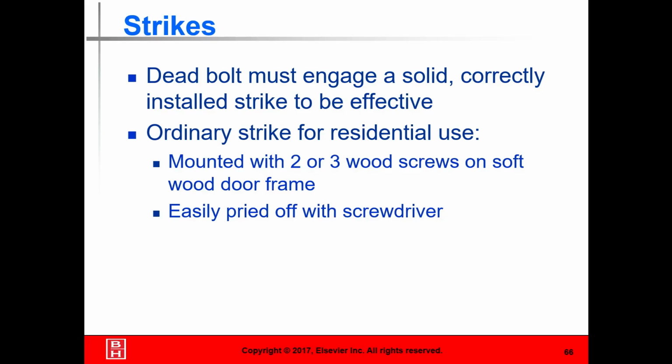Strikes are often overlooked, but are an essential part of a good lock. A deadbolt must engage a solid, correctly installed strike, or its effectiveness is significantly reduced. The ordinary strike for residential use is mounted with two or three short wood screws into a soft door frame. It's easily pried open with a screwdriver.